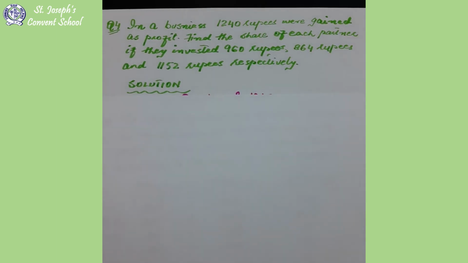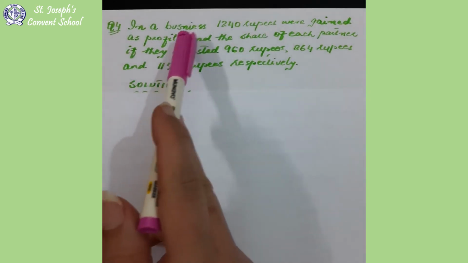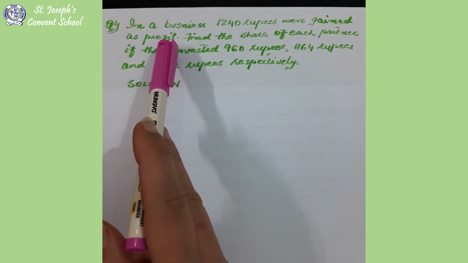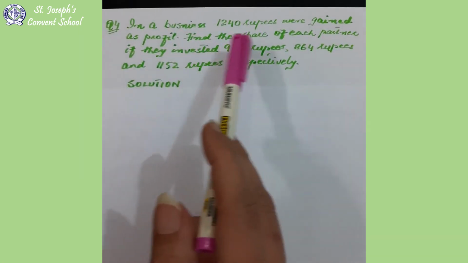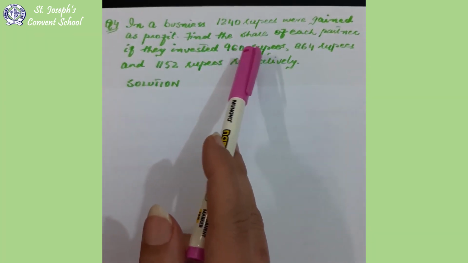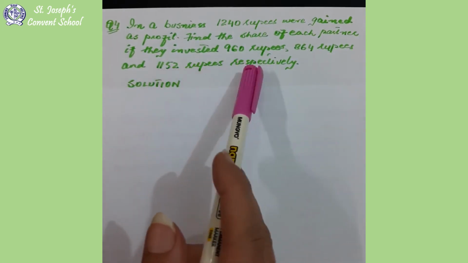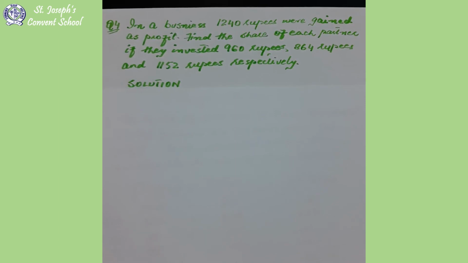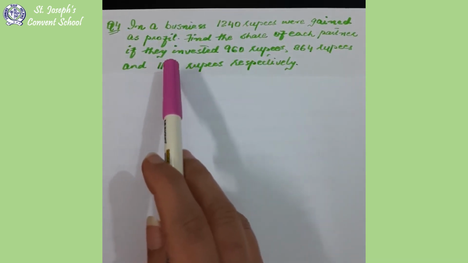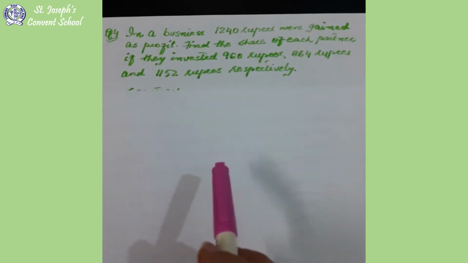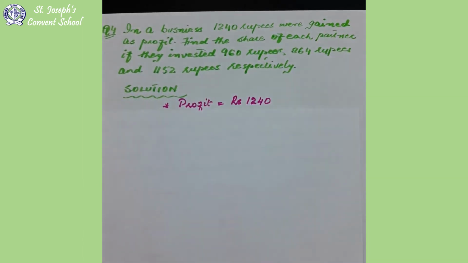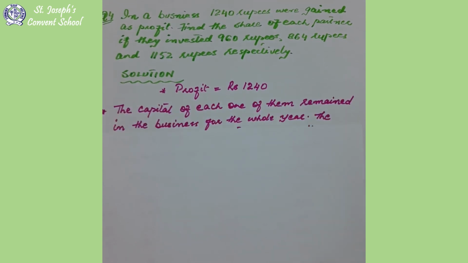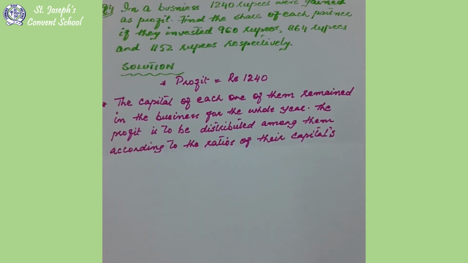Okay, question number 4. Now you can read it from your book if you want to. In business, 1240 rupees were gained as profit. So first they have written profit. 1240 rupees is the profit. Find the share of each partner if they invested 960 rupees, 864 rupees and 1152 rupees respectively. So it means that 3 persons have invested. So 3 amounts are given: 960, 864 and 1152. Profit is 1240 rupees. So first you will write the profit. Then you will write the statement that all have invested the money for the whole year. So it means profit will be distributed among them according to the ratio of the capitals.